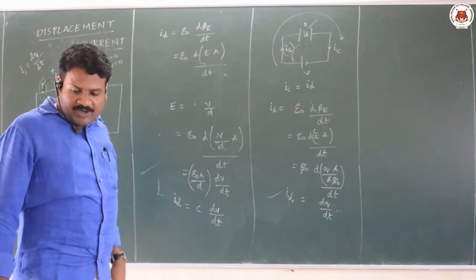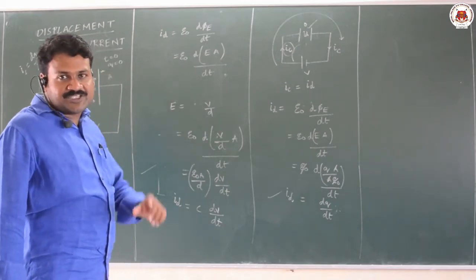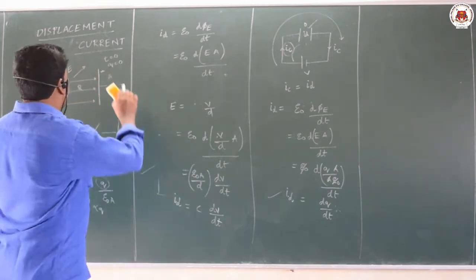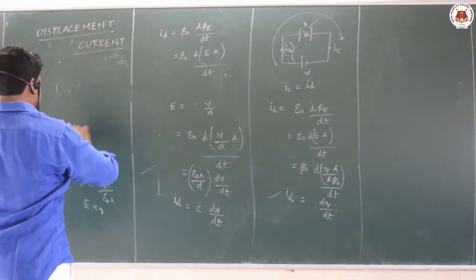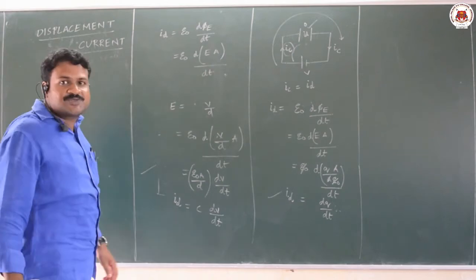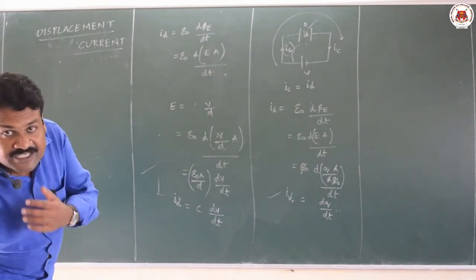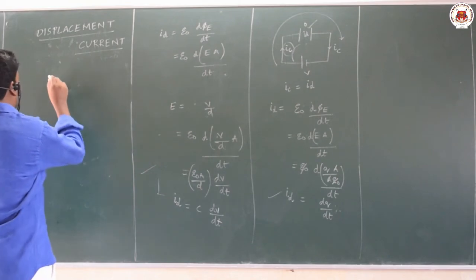And now after proving this, Maxwell has changed Ampere's law, he has corrected Ampere's law. What he says is Ampere's law is wrong. He has proved it successfully.